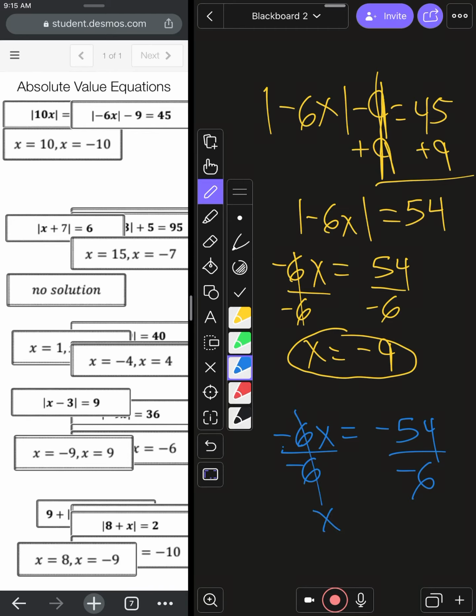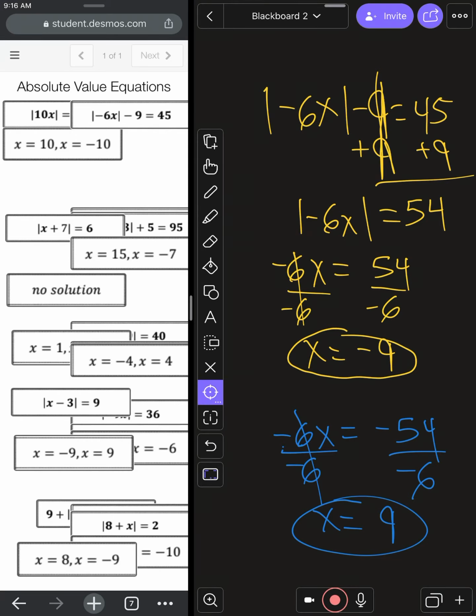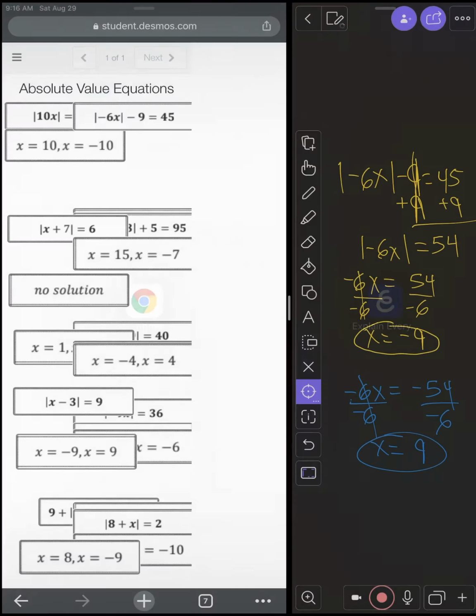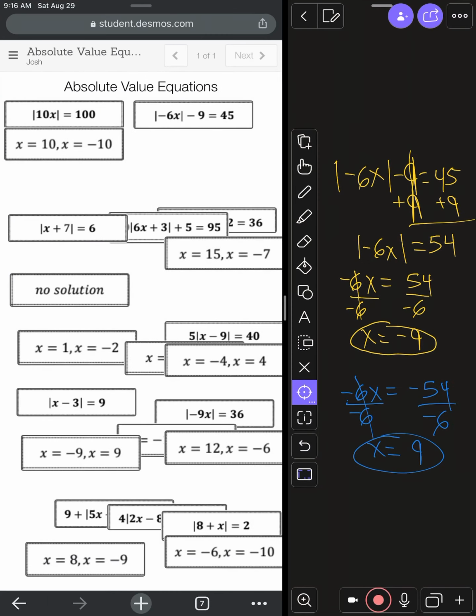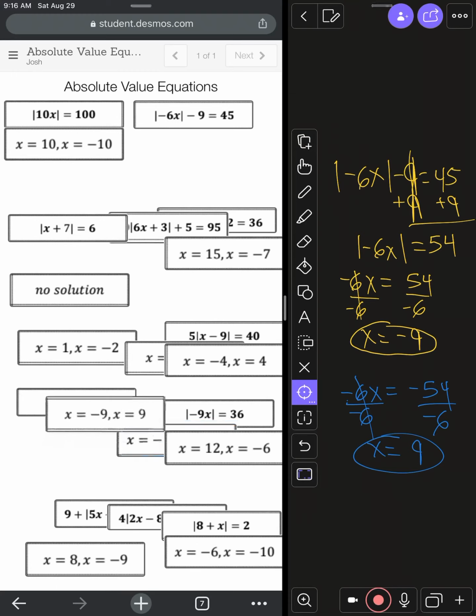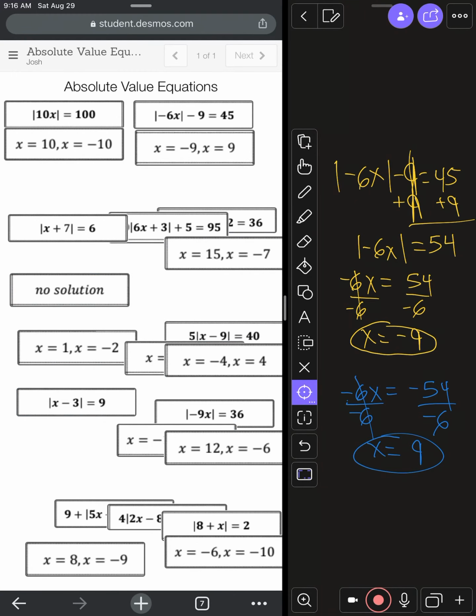That cancels out, leaving just x equals negative 54 divided by negative 6. A negative divided by a negative is a positive, and 54 divided by 6 is 9. Those are your 2 answers, negative 9 and 9. So what I do is I go over to the assignment and I find those 2 answers. And here they are. And then I drop it right underneath.